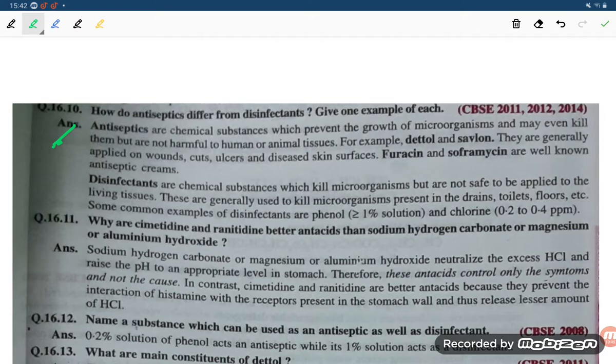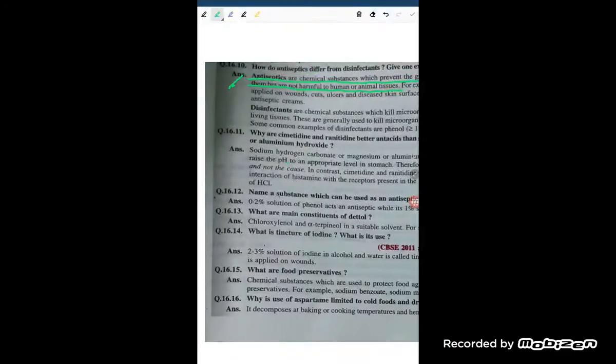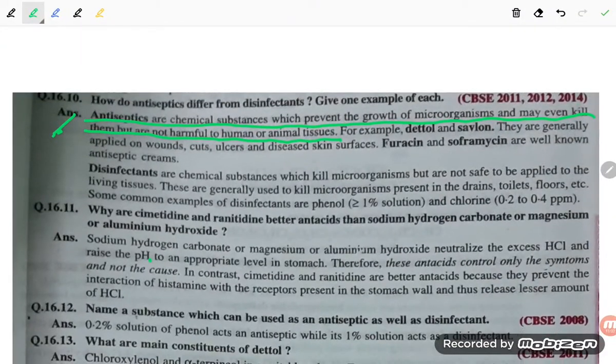Okay, let us have a look over it, student. They are saying antiseptics are chemical substances which prevent the growth of microorganisms and may even kill them, but are not harmful to human or animal tissue. For example, Dettol and Savlon. They are generally applied on wounds, cuts, ulcers, and diseased skin surfaces. Furacin and Supramycin are well-known antiseptic creams.